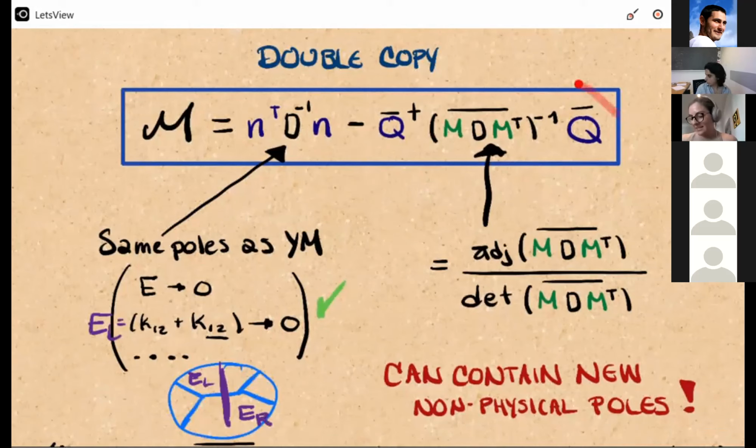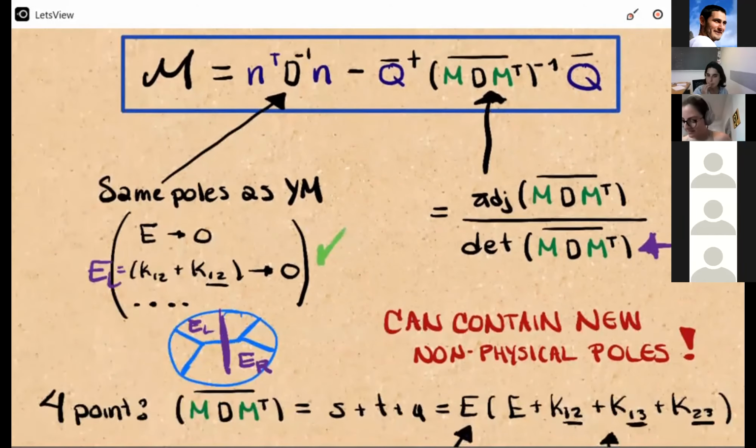But then we have this extra part. And for this extra part, the poles would arise from the inverse of this matrix. So the inverse would basically be the adjugate matrix of here, sorry, over the determinant. So the poles are given by whatever you find in the determinant. And in principle, that can contain non-physical poles. So we can go ahead and look at what happens in the 4-point case.